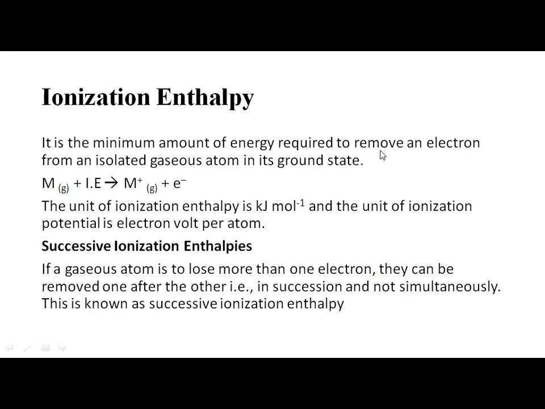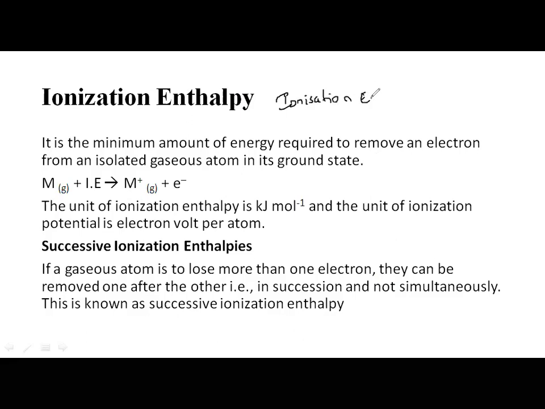Moving to the next one, that is ionization enthalpy, which is also called ionization energy. So what do we mean by ionization energy? Energy required to ionize something. What are we ionizing? Getting something into ions. When something means what? It is an atom. When an atom loses an electron, it becomes an ion, or when it gains an electron, it becomes an ion. Ionization enthalpy means what?